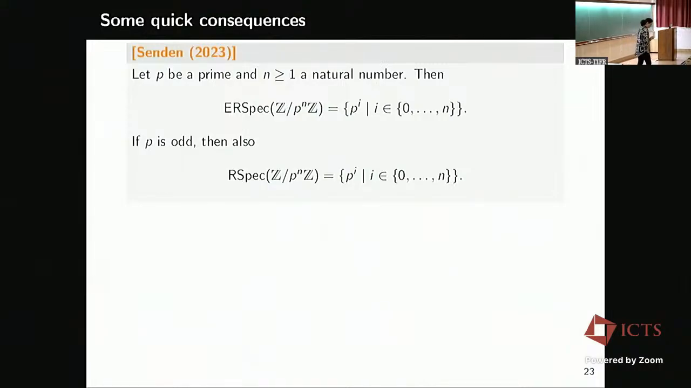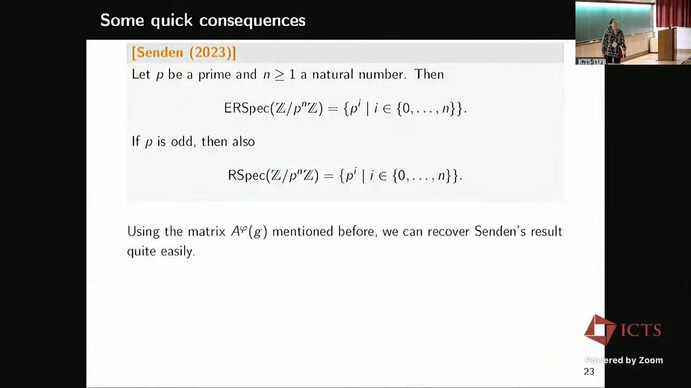So Peter Senden was working on the Reidemeister spectrum and especially the extended Reidemeister spectrum of certain groups, including finite groups, but also nilpotent groups, for instance. One of his results was this one. If you take Z mod p^n, then you could say that the Reidemeister spectrum is full, in the sense that, of course, we can only have powers of p, but you get all of them, right? He used quite advanced techniques for that. But if you use this matrix that I mentioned before, we can recover his result quite easily.